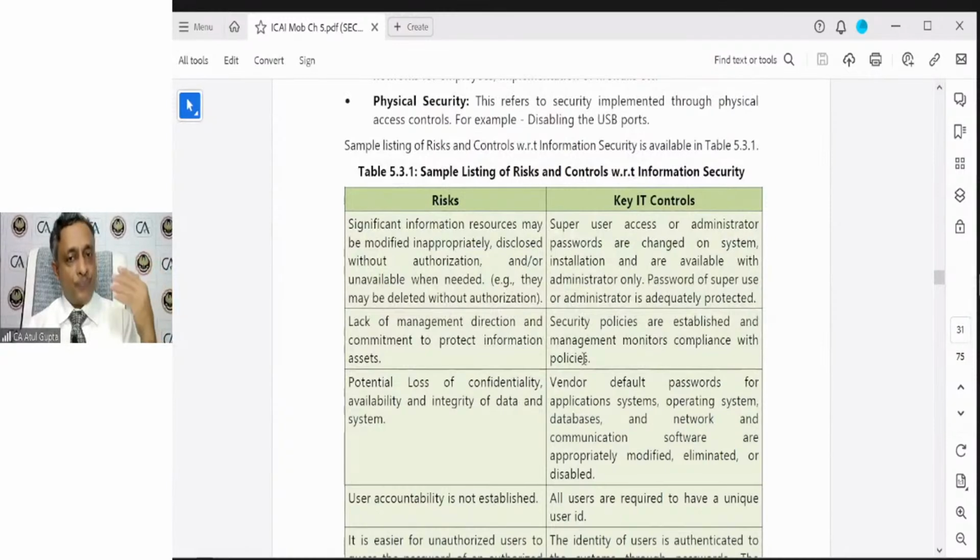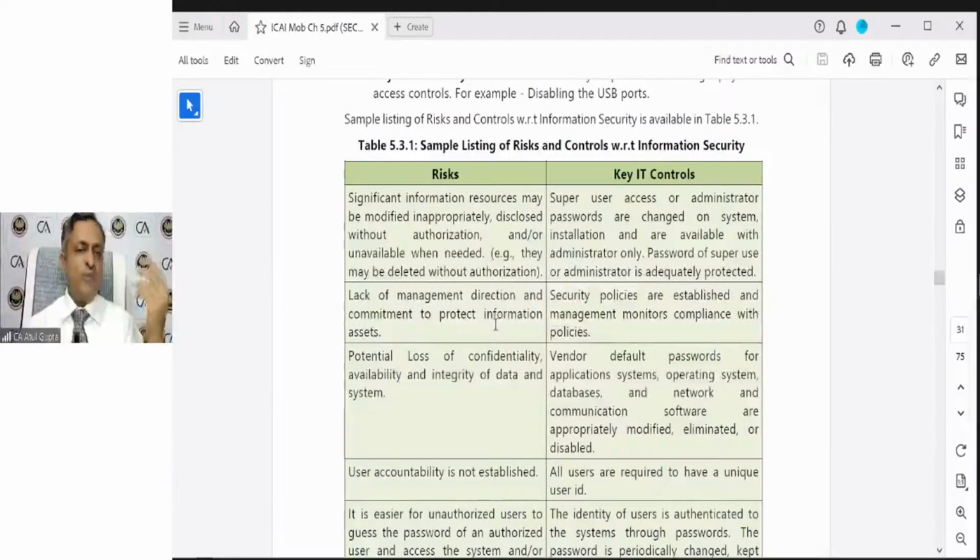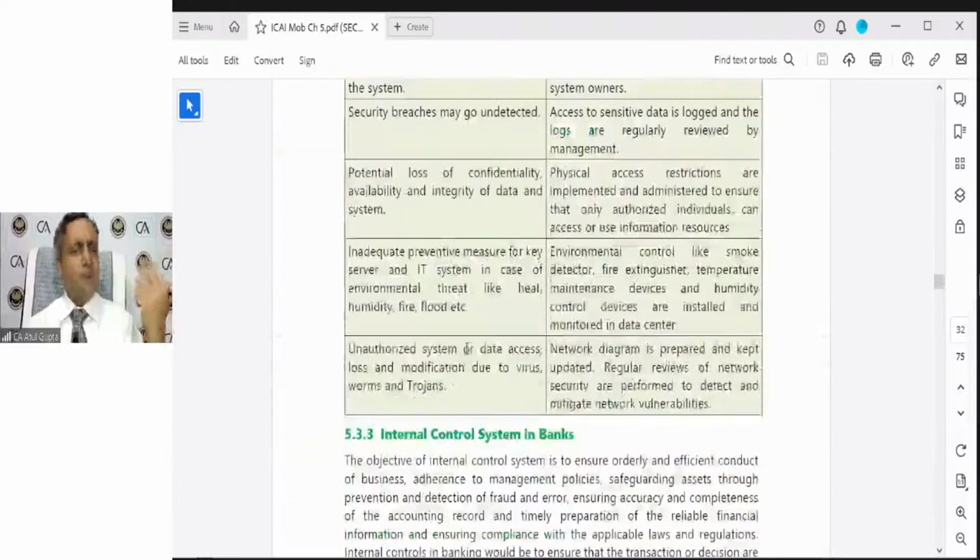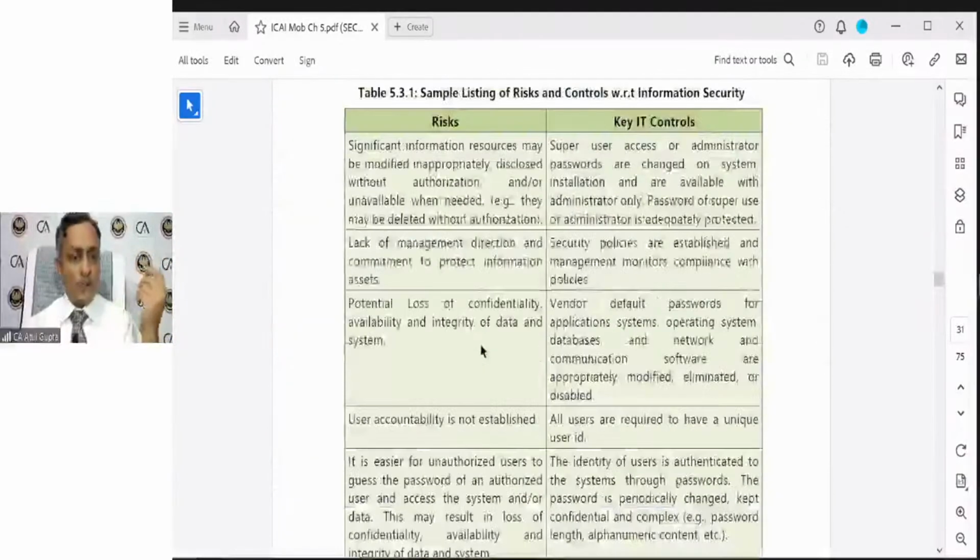So sample risk of security controls. We'll just read through, I'll read through fast. We'll read through a few points from this. So what is the risk and what controls can be put in place? Significant information resource may be modified inappropriately, disclosed without authorization, and or may be unavailable when needed. So what you need to ensure: super user access or administrator passwords are changed on system installation and are available with the administrator only. Password of the super user or administrator is adequately protected. So you need to ensure that the admin or the super user password is not misused.